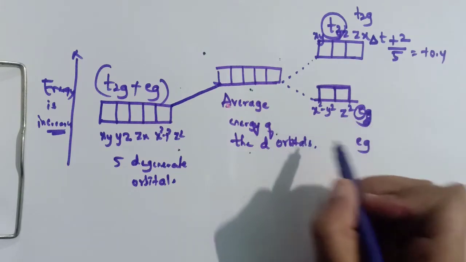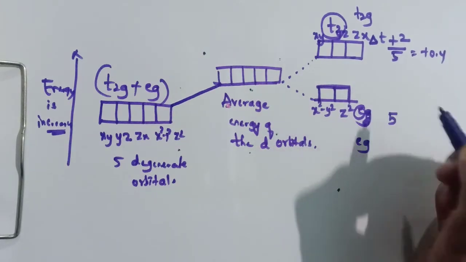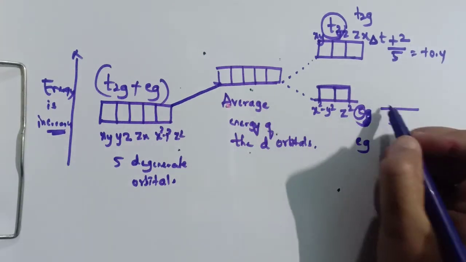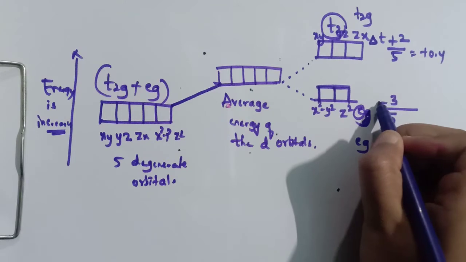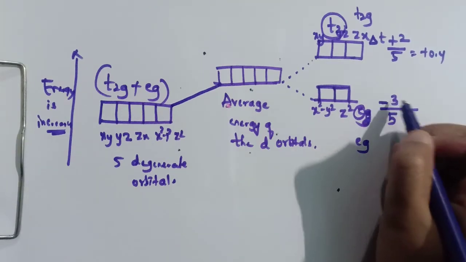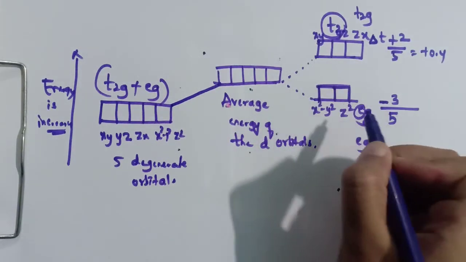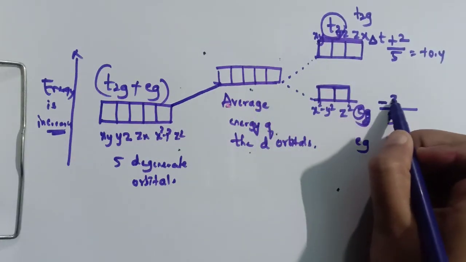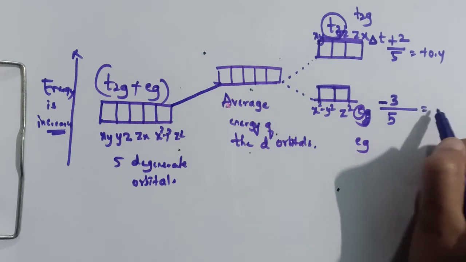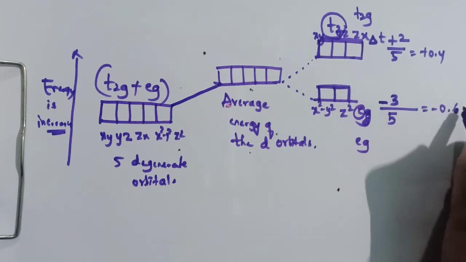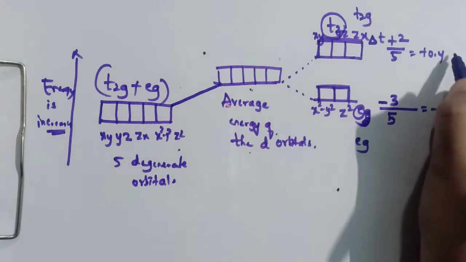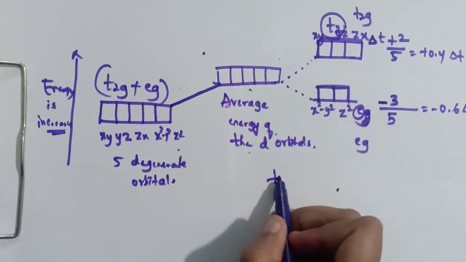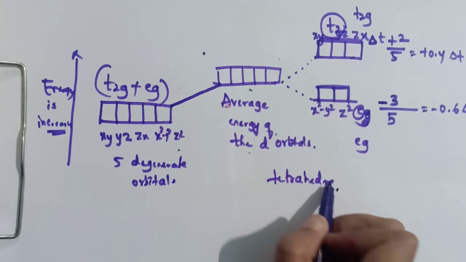Whereas the value, total 5 orbitals are there students, and among 5 orbitals the value is decreased by 3 orbitals. So decreasing means minus, take it as minus 3. The value of these orbitals is decreased by these 3 orbitals. So take it as minus 3. We will get minus 0.6 delta T. It is for the tetrahedral complex.